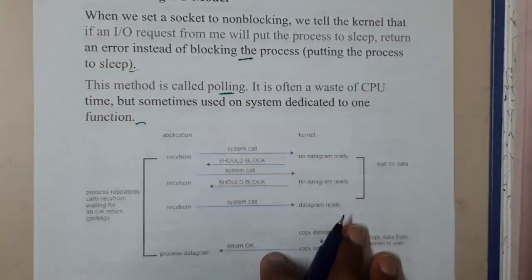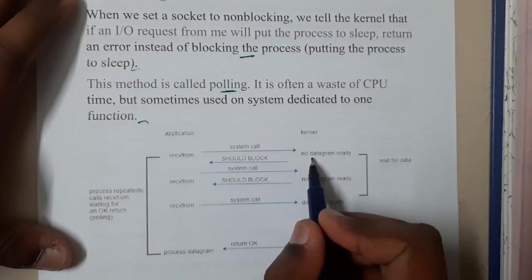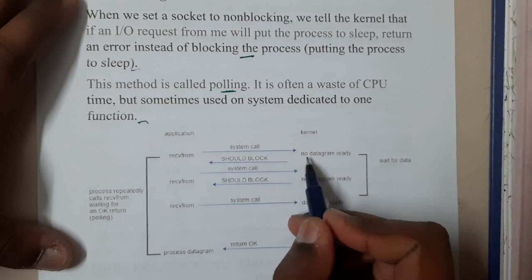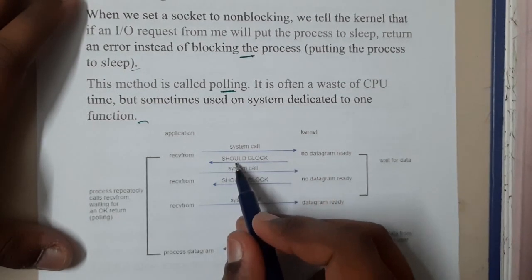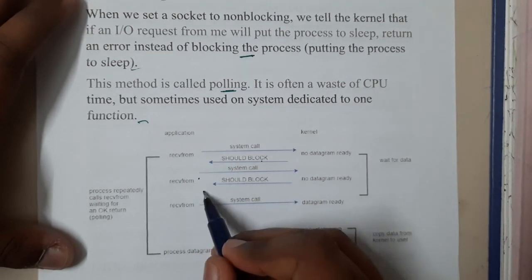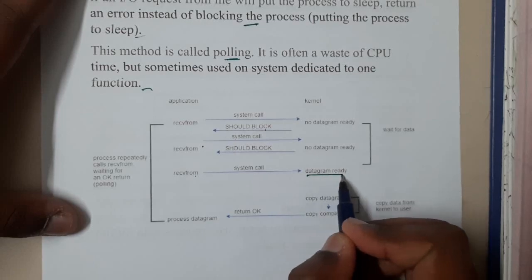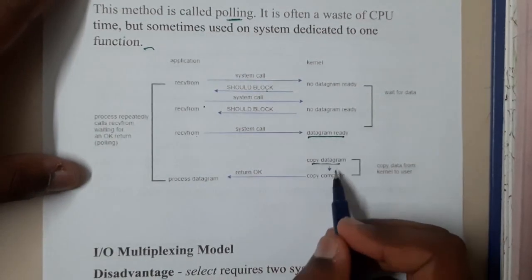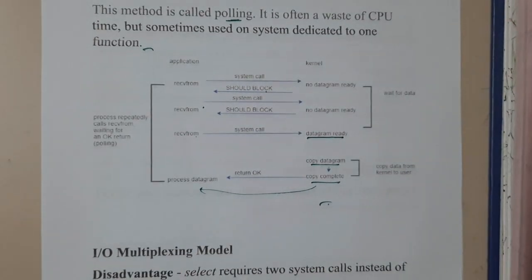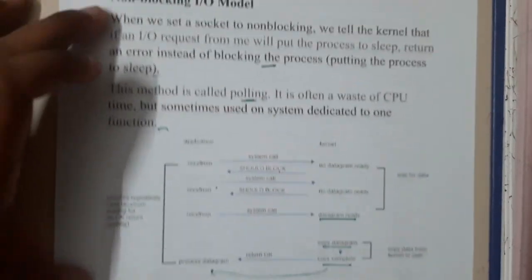If you observe carefully here, you sent a request, but the datagram is not ready. So it sends a response back saying that it should block. Again you send a request, and again it says should block. After some time, you keep sending. At the end, the data is ready, guys. Once it is ready, you copy it and send it back. In this way, it will work. This is all about non-blocking input output, guys.